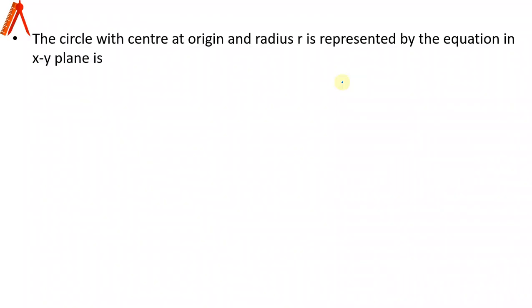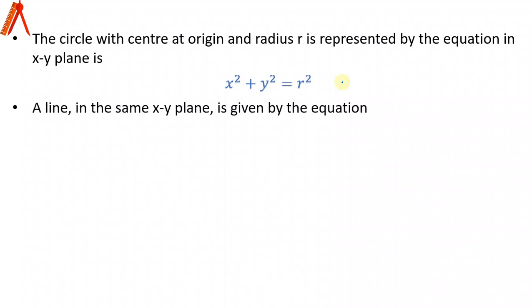Let's consider a circle with its center at the origin, and r is the radius. The circle in the xy plane is represented by the equation x square plus y square equals r square. We all know this; this equation is in our 11th standard. And we also know that in the same xy plane the equation of a straight line is given by ax plus by plus c equals 0. We already know this from our 10th standard.